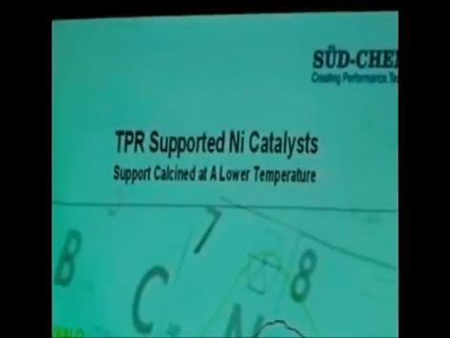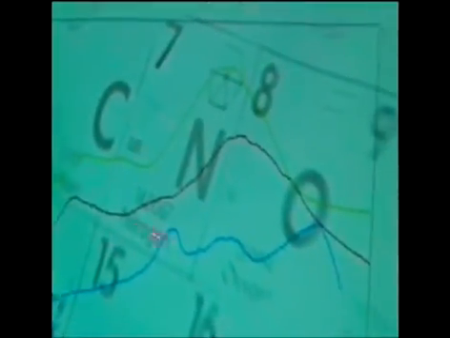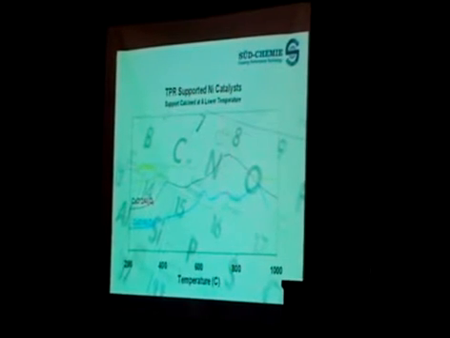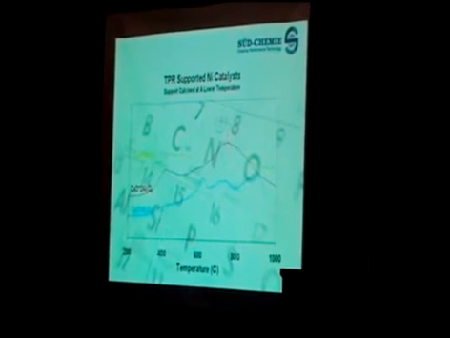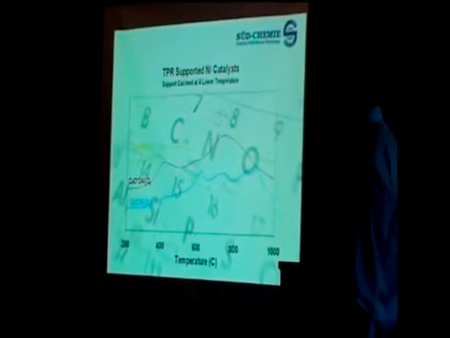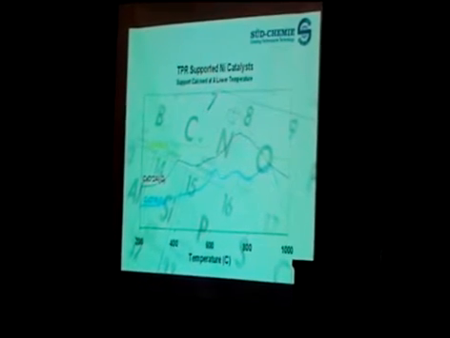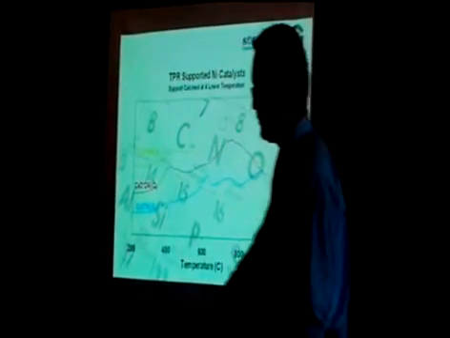This is the TPR for the same catalyst shown on previous slides. You can see here a very small amount of nickel is reduced at a low temperature, very, very small, which cannot be picked up by the XRD. And the majority is reduced at a very high temperature. That means the interaction between the support and the metal is quite strong for this high surface area material.